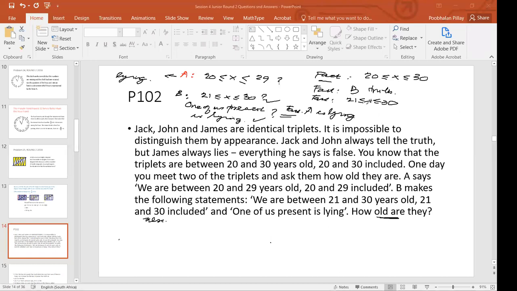All right. So this is a fact. A is lying. So this is a lie. This is a lie. And we know that this is a fact. And this is a lie. So what's the value for X? 30. This is a lie, and this is a fact. So X can't be anything between 20 and 29 because that's a lie. So the value for X is 30.